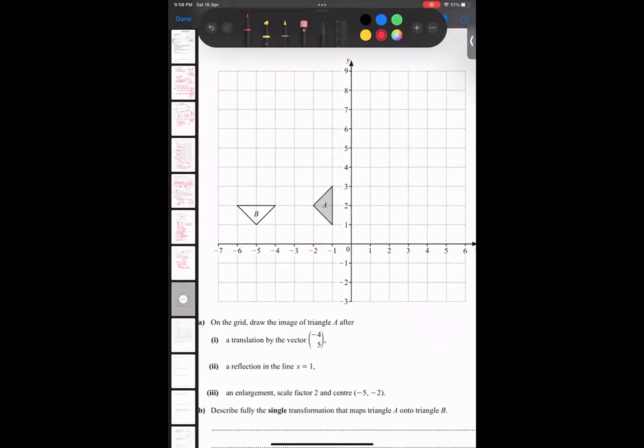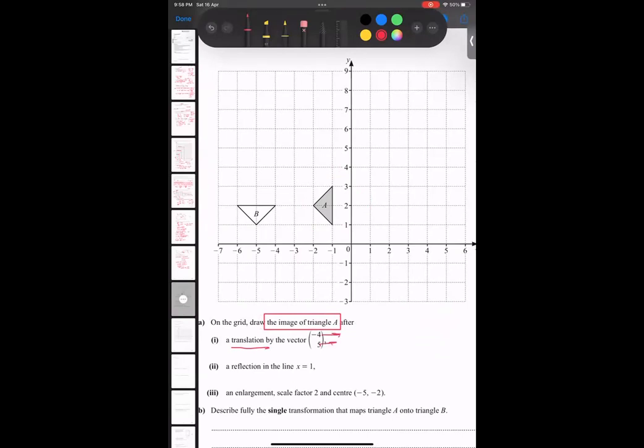So how do we do a transformation question? It says translate triangle A. We have to find the image of triangle A. Triangle A is here, you can see, and we have to draw the translation. In the translation, we have -4 and 5.